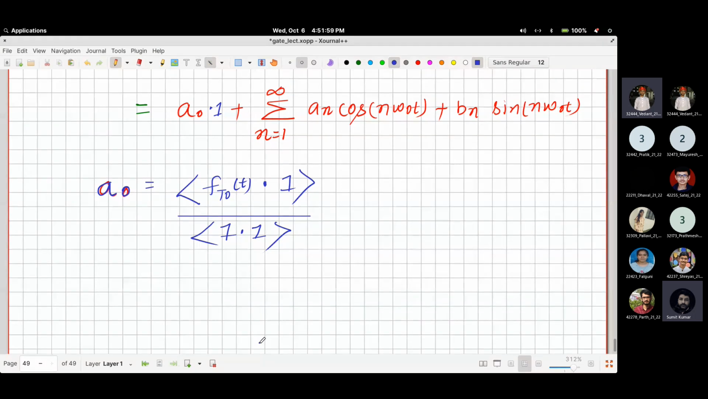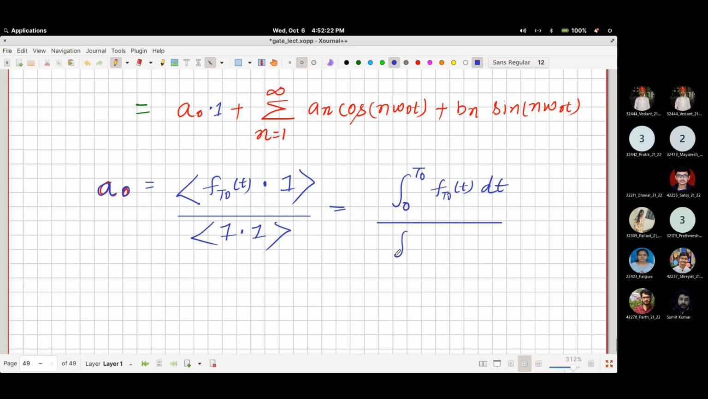Yes. Okay. So the dot product on top, what will it be? Tell me. This will be from 0 to t naught f(t) times 1, and times 1 means the same signal, right? dt. Isn't it? And this divided by how much? Integration between 0 to t naught, 1 times 1 means 1 dt. Tell me what this denominator will be equal to.